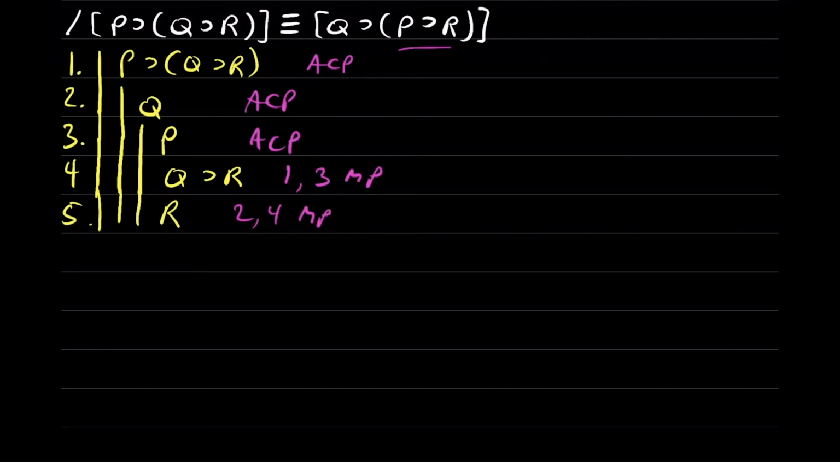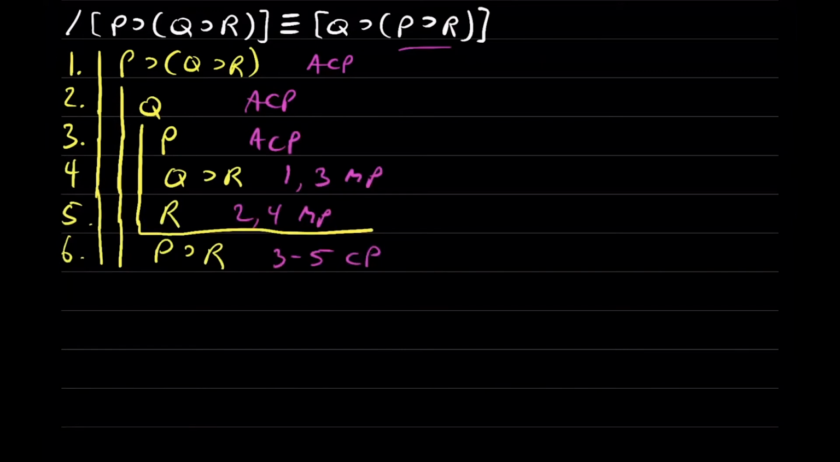Let's look at what we have on the inside assumption line. We've shown that if we assume P, we can get R. So we're done with this inner assumption line, but we're still inside the scope of these outer 2 on line 6. P implies R. That's going to follow from line 3 through 5 by conditional proof.